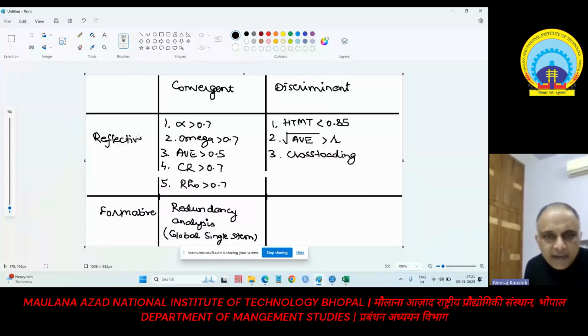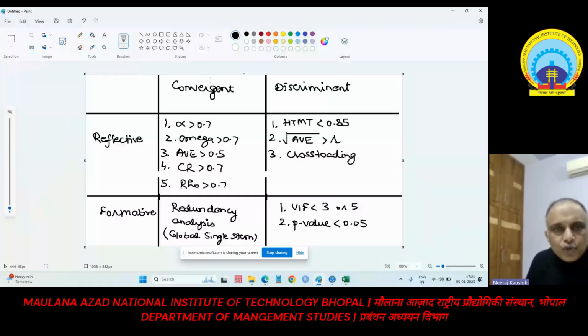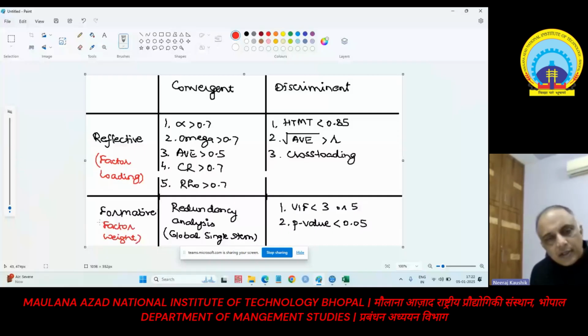And here, number one, VIF should be less than 3. Up to 5 can be tolerated, but more than 5 is a problem. And second, the P value of every item should be less than 0.05. In the reflective, we call the term the factor loading. Factor loading is the coefficient of correlation between a construct and the item. But in the formative, the term becomes factor weight.